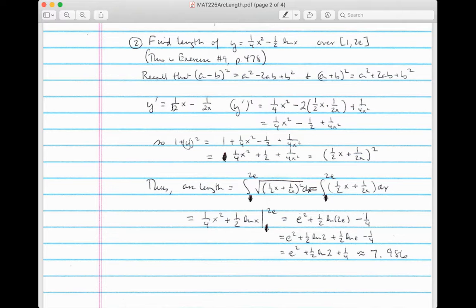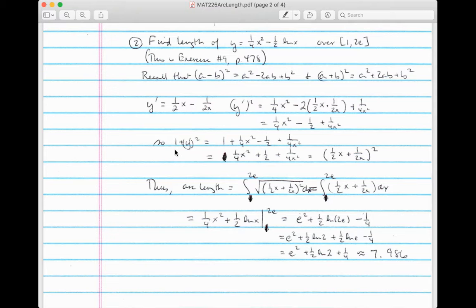y prime is going to be 1/2 x minus 1 over 2x. And so when I square that, this is going to be of the form a minus b quantity squared. I get a squared minus 2ab plus b squared. But if you look carefully at 2ab, that simplifies to negative 1/2. So I get 1/4 x squared minus 1/2 plus 1 over 4x squared.